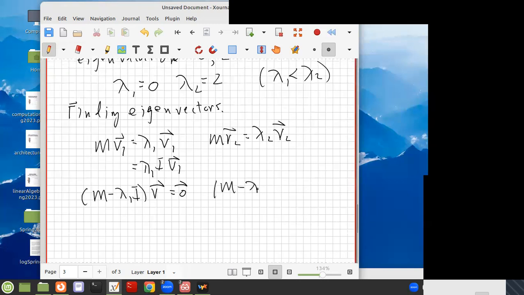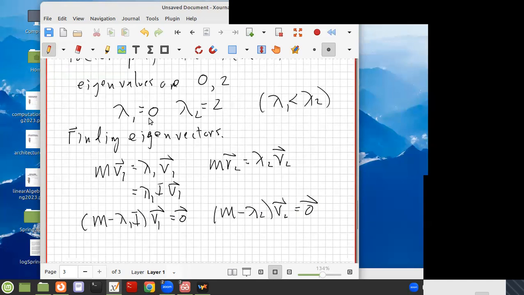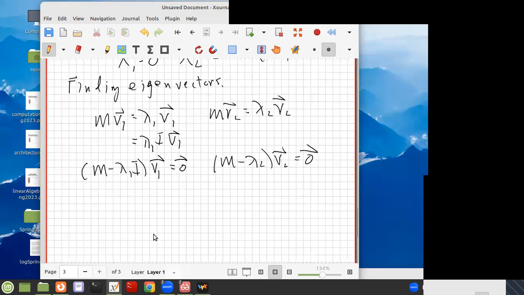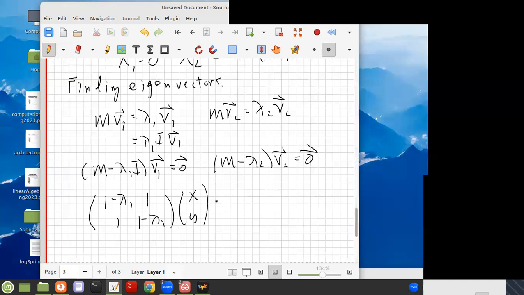Over here we'll have (m minus lambda 2 I) times v2 equals 0. So we have to solve both of them, right? And you notice that we know what the matrix is: this is 0 here, and this is 2 here. So we can just construct the linear system as (1 minus lambda 1, 1; 1, 1 minus lambda 1) times (x, y) equals (0, 0). There's my linear system, written as a matrix equation.